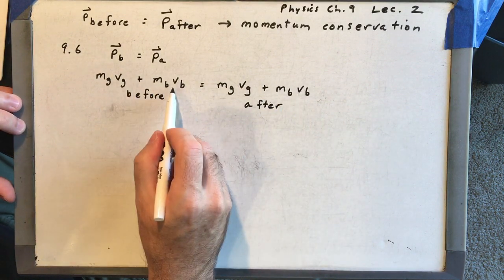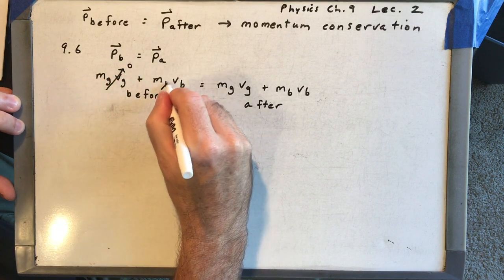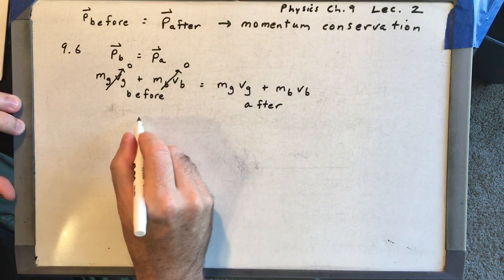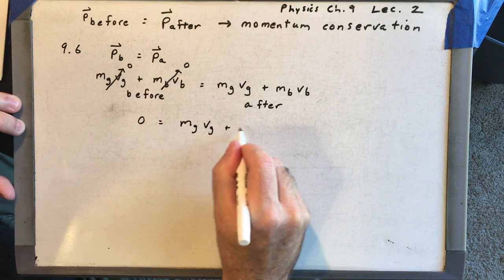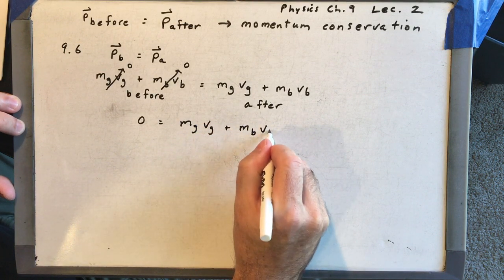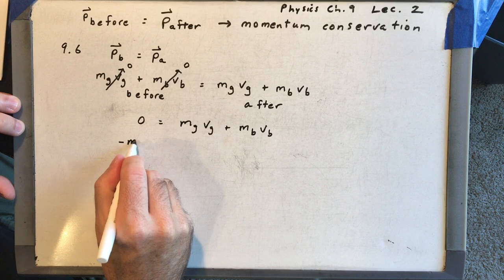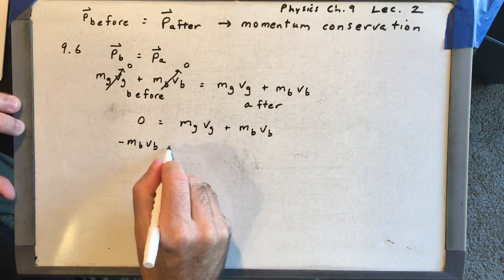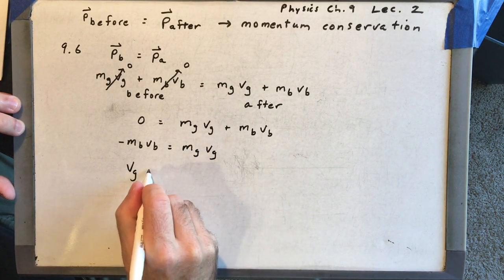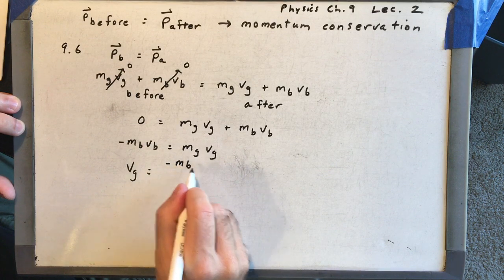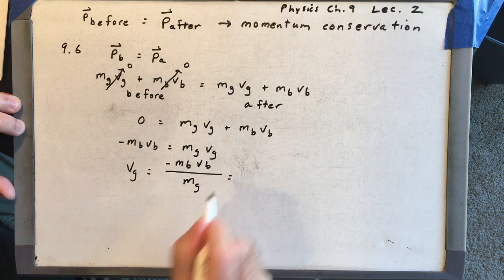Now, are the gun and the bullet moving before you pull the trigger? No. So the before situation is just zero. There's no momentum at all. So I would have 0 is equal to the mass of the gun times the velocity of the gun plus the mass of the bullet times the velocity of the bullet. So let's pull this over to the left. I'd have minus the mass of the bullet, velocity of the bullet is equal to the mass of the gun, velocity of the gun, and then solving for velocity of the gun, it's going to be minus the mass of the bullet, velocity of the bullet, over the mass of the gun.